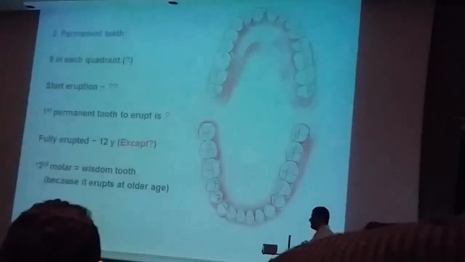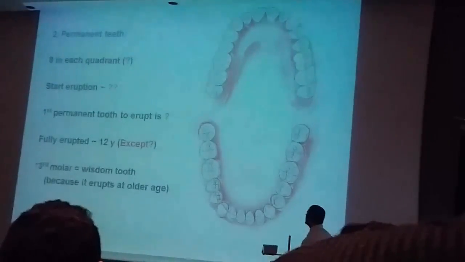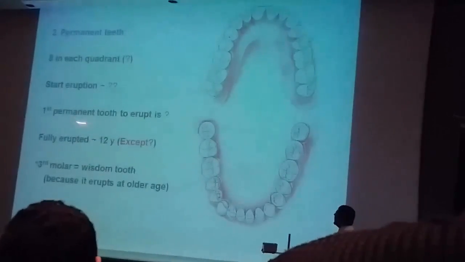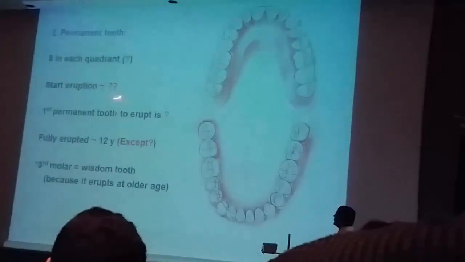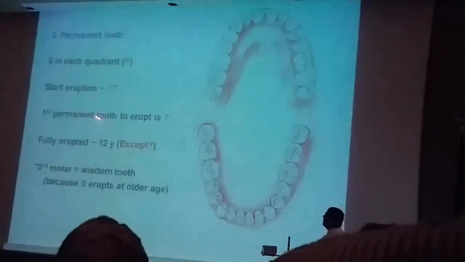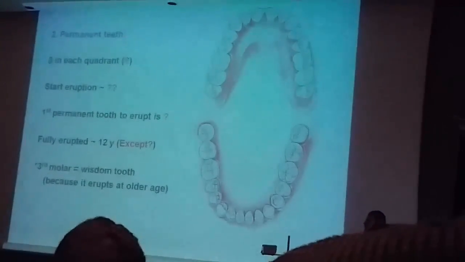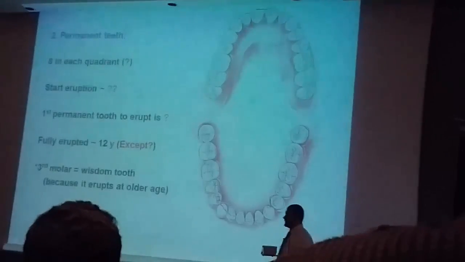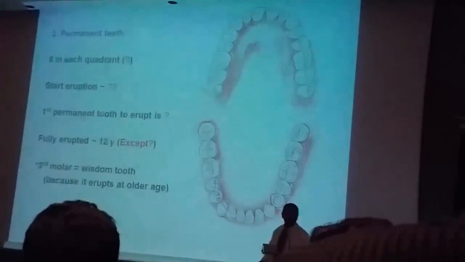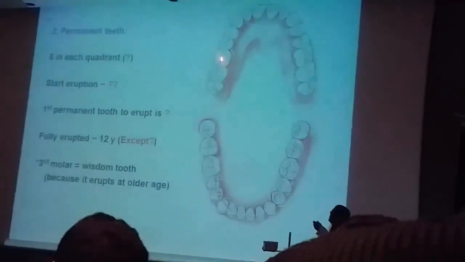Total comes to 32. Now they start eruption at the age of 6 years. We said it before. The first permanent tooth to erupt is, who said the first molar? Yes, it's the first molar. The first permanent dentition to erupt here is the first molar.